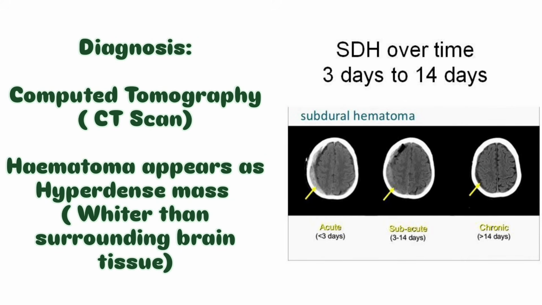Now coming to the diagnosis of subdural hemorrhage, it can be done through computed tomography or the CT scan. Both the epidural and the subdural hemorrhage or the hematoma will appear as a hyperdense white mass, which is whiter than the surrounding brain tissue. If there is an acute subdural hematoma, it will appear whiter than the surrounding area in crescent shape.